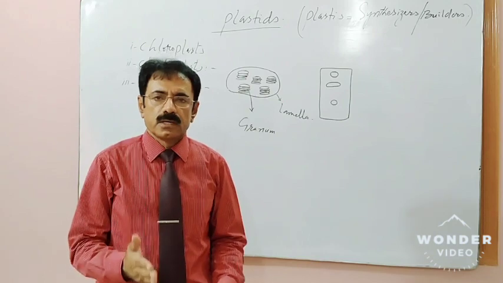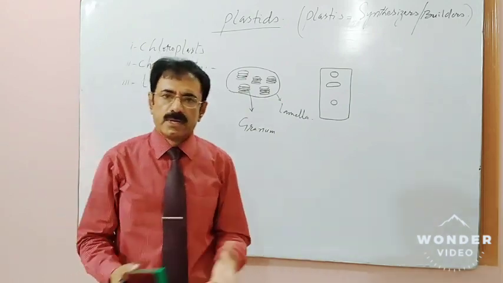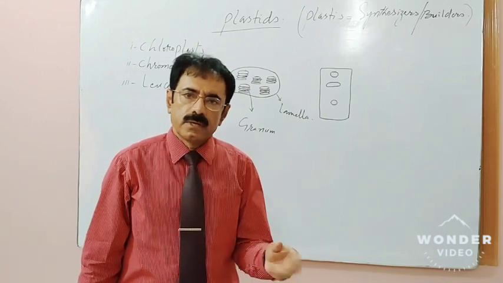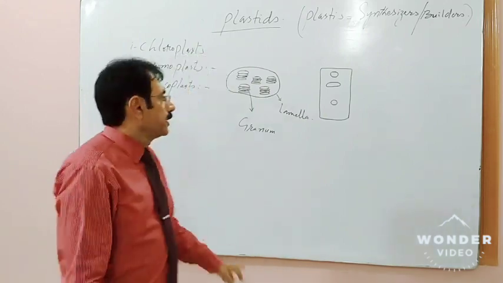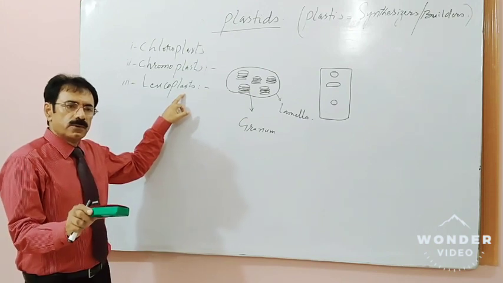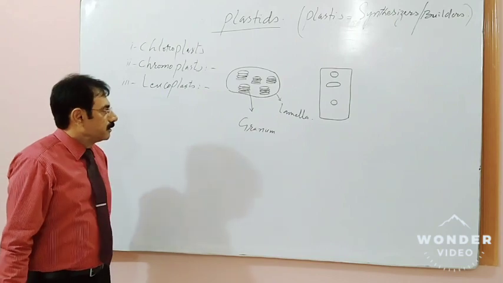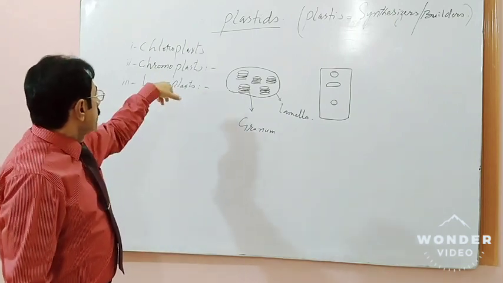These leucoplasts have the ability to convert a simple sugar, glucose, to starch. They convert glucose to starch and they store it. And now, the plastids.